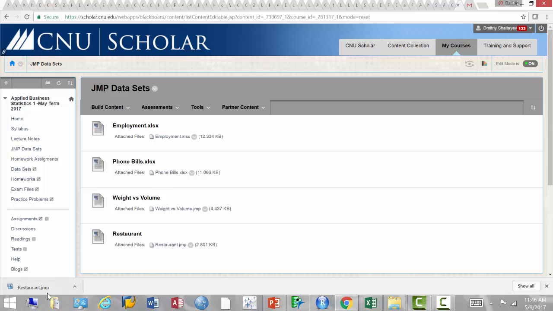Yeah, but it still downloads onto the computer. Yeah. So you have to save it somewhere. Yeah, it saves in the download folder. Yeah. Uh-huh.